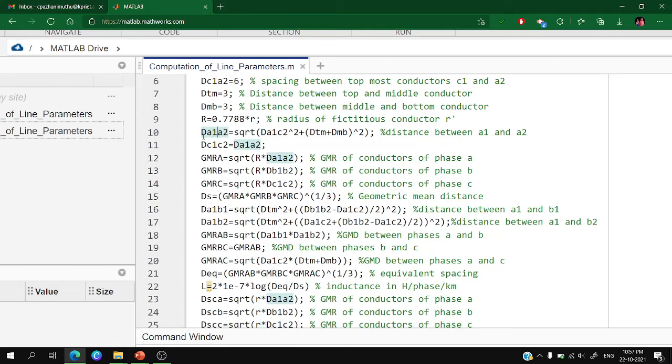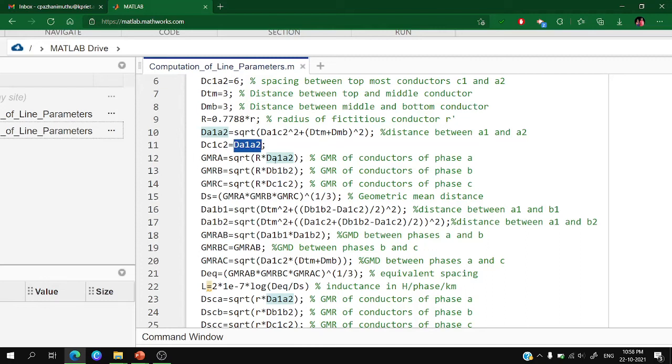Next we have to calculate the distance between the A1 and A2. So dA1A2 is the square root of dA1C2 squared plus dTM plus dMB whole squared. Next we have to take the calculation for distance between the C1 and C2. So dC1C2 is equal to the actual value of dA1A2, both are equal.